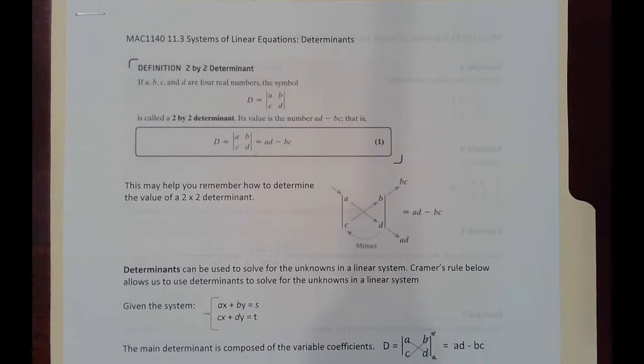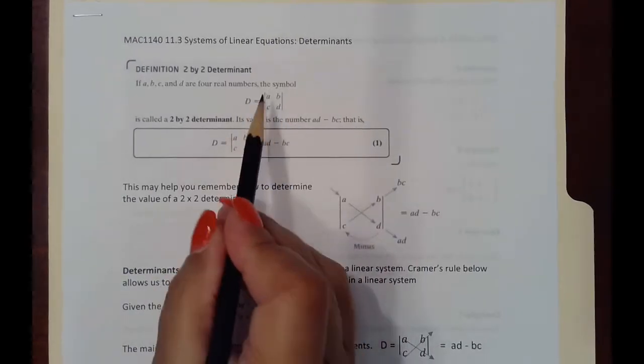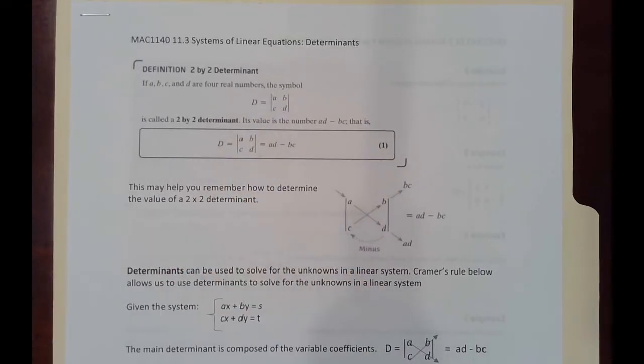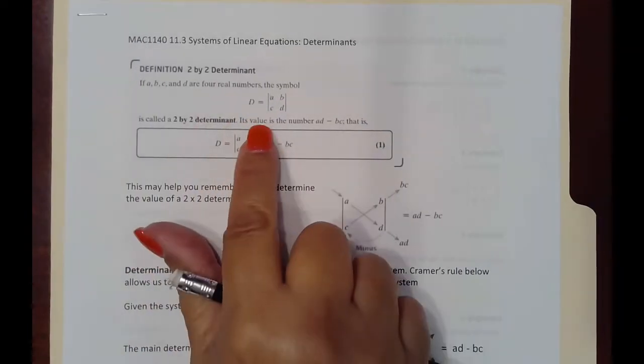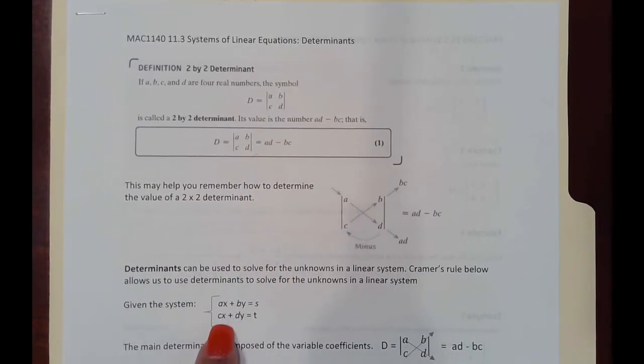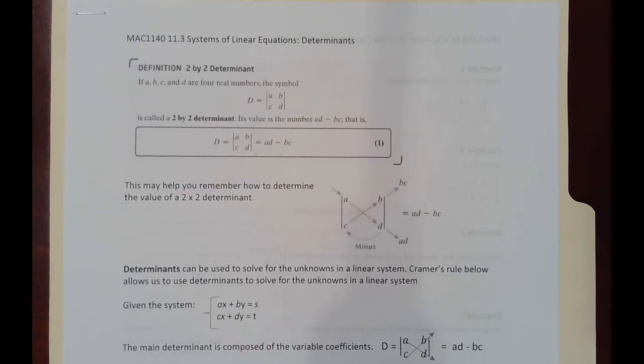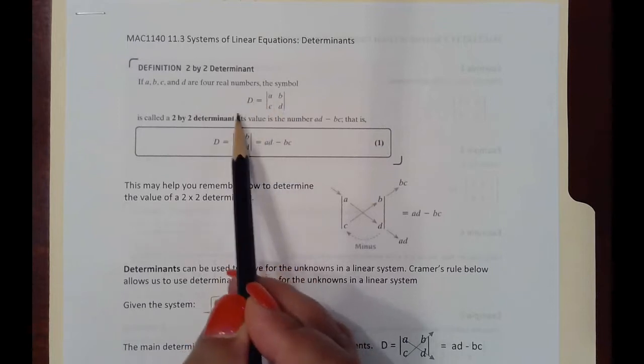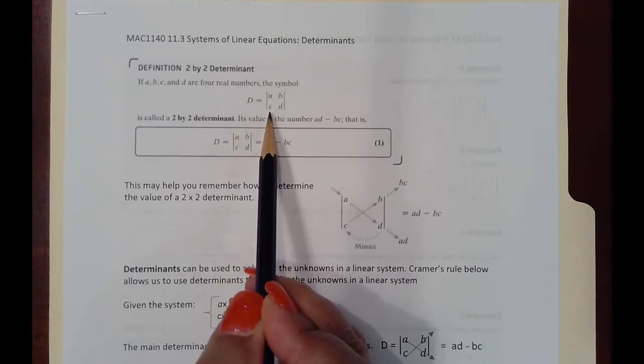Okay, we're going to be taking a look at 2 by 2 determinants as well as 3 by 3 determinants. The 2 by 2s are used whenever we have a system that has two variables, x and y. And the 3 by 3s, which we'll see a little later, are for systems where we have three variables, x, y, and z. So as you see right here, this is a 2 by 2 determinant.